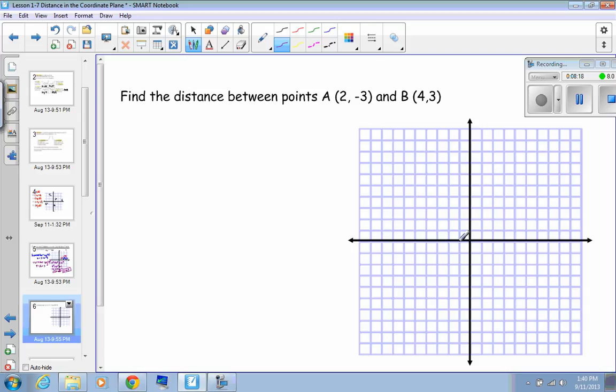A is at 2, negative 3. B is at 4, 3. I connect my line.